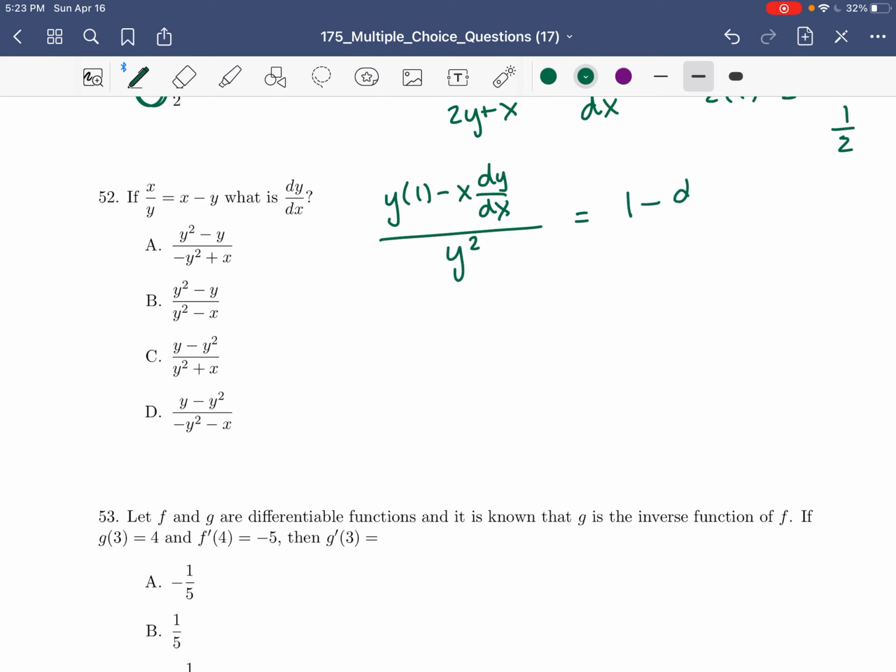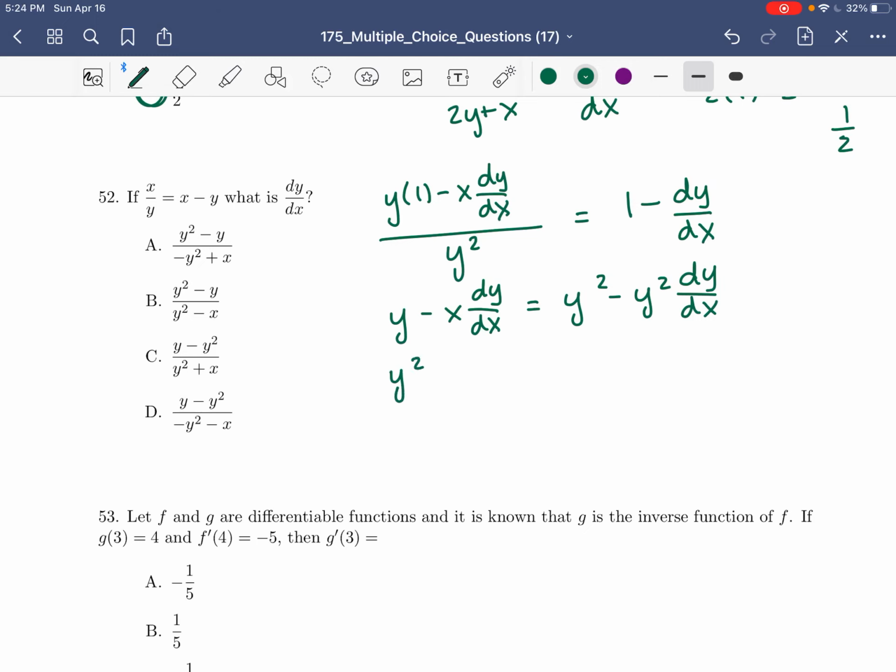derivative of x is 1, derivative of y is dy/dx. Now, I don't like working with fractions, so let's just multiply everything by y squared. So I'm left with y minus x dy/dx equals y squared minus y squared dy/dx.